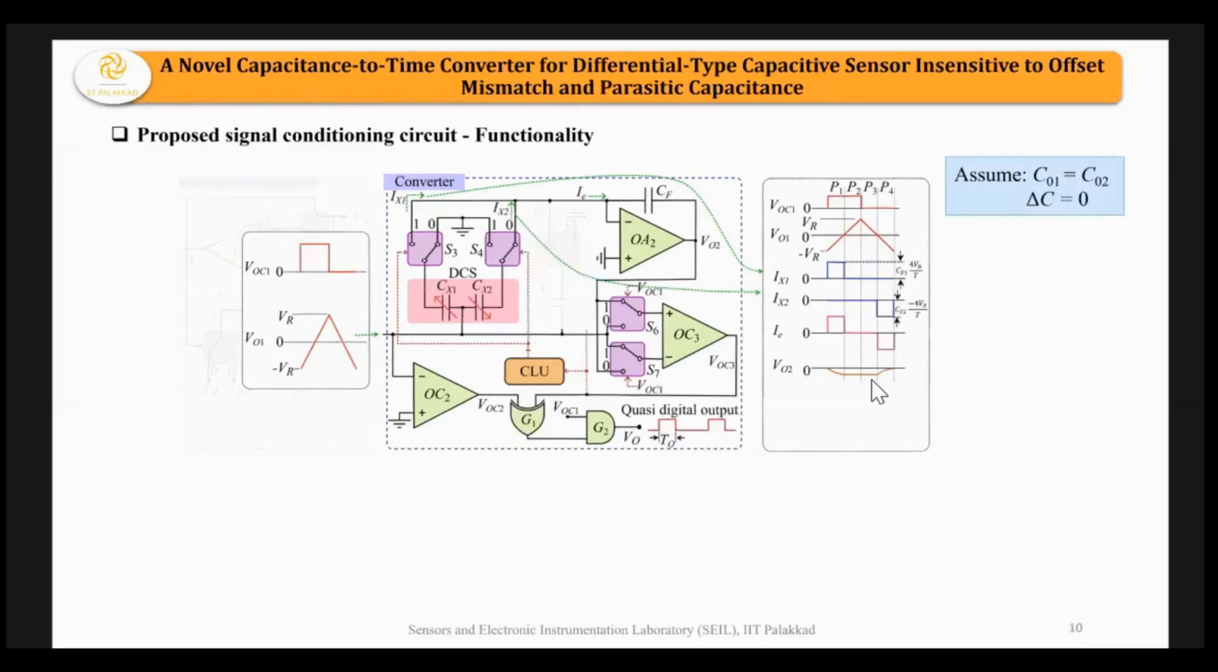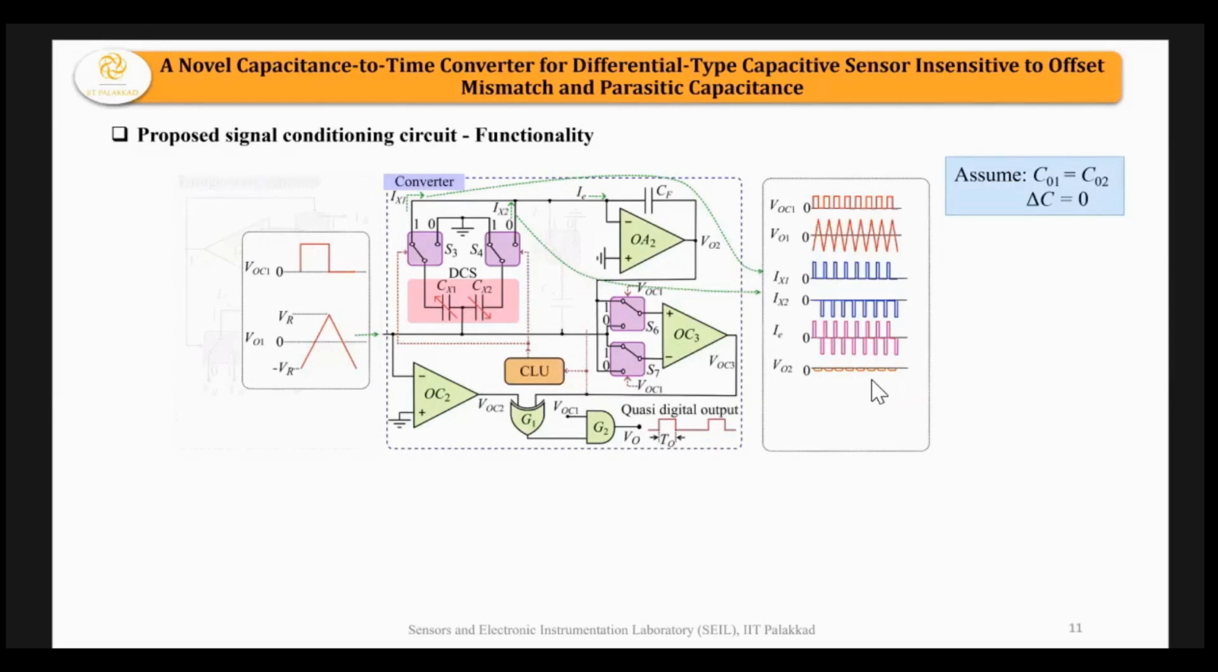During phase P4, CX2 will be connected. During that phase, the input triangle wave has a negative slope, so the amplitude will be negative and the current will have the opposite direction. That current IX2 is again integrated by the integrator. Now, if CX1 and CX2 are equal, that is, C01 and C02 are equal and delta C is equal to 0, then the net current IX1 minus IX2 will be equal to 0. So the voltage V02 will stay at 0 as the process goes on.